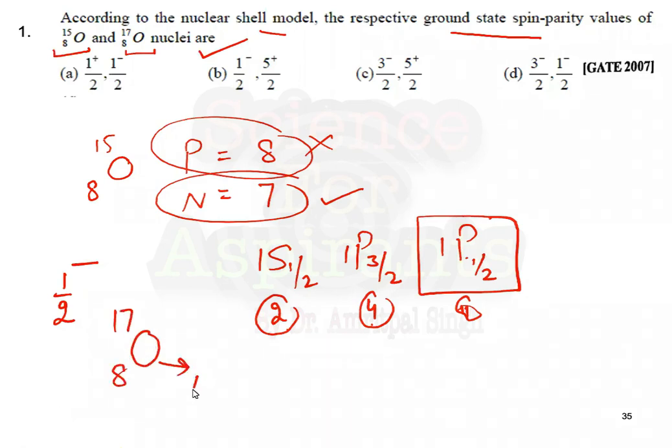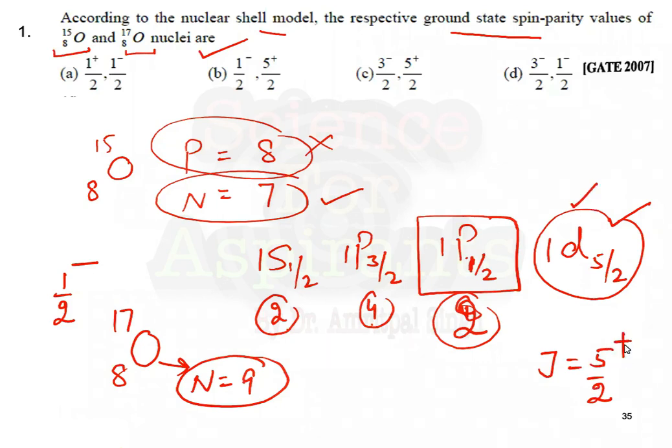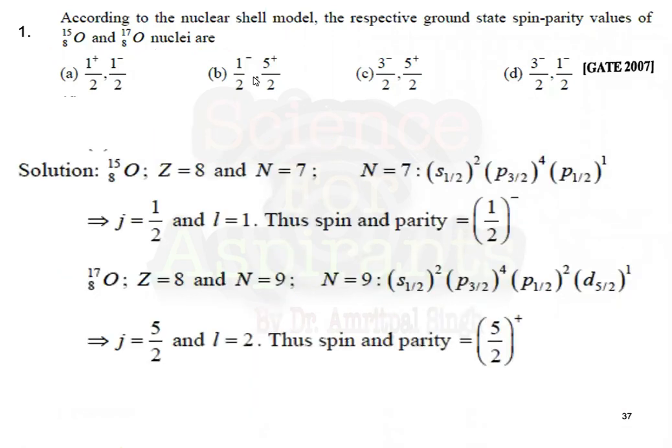Now here there are 9 neutrons. So you will see that in 1p 1/2 two neutrons will be occupied, and after that there is 1d 5/2. So in total we have 9. So the last unpaired nucleon will be present in this case. So for oxygen-17, J is 5/2 and it is in d orbital. So parity is even. So the correct option for this question is 1/2 minus, 5/2 plus. This is the explanation I have written.